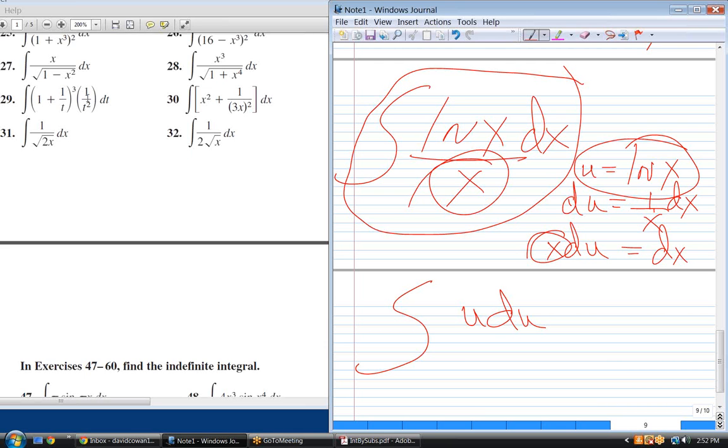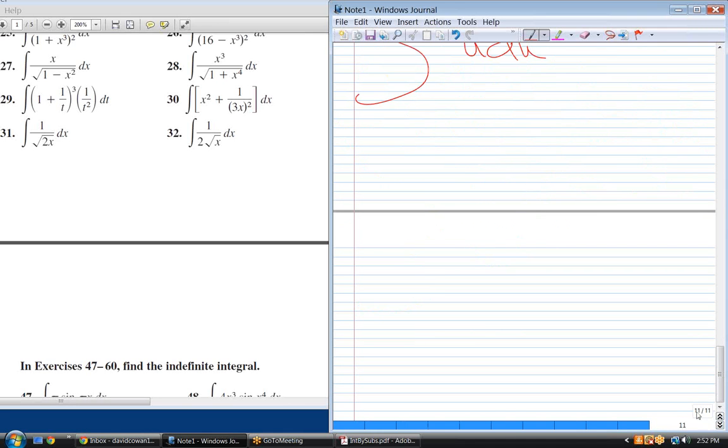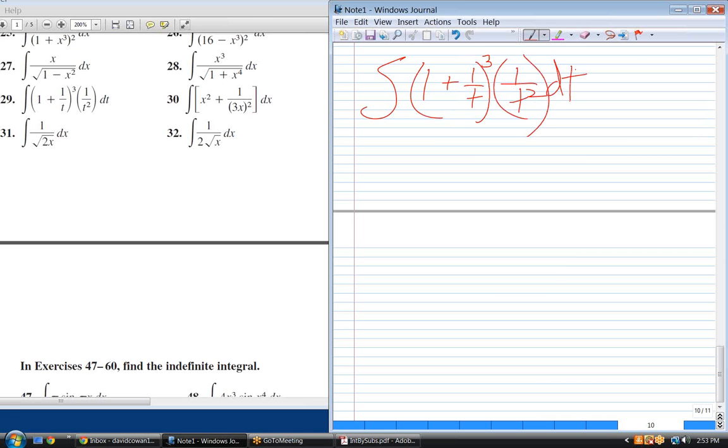Notice 29. Let's do 29. It's a little harder than most. Yeah, that is an interesting question. Always start off by saying, well, what would I let u equal? Would you let u equal the 1 over t squared? No, don't. Start off with the more obvious.